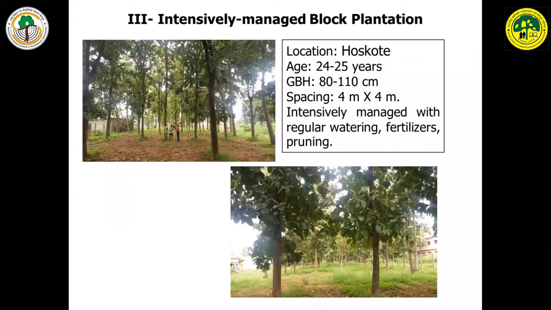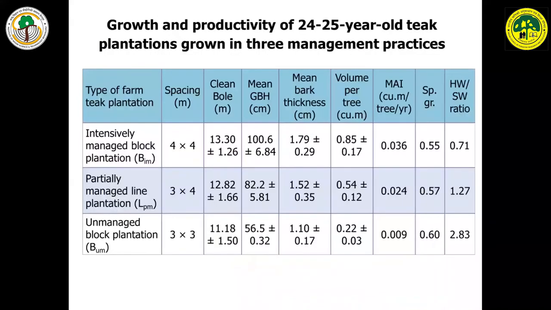Here the location is Hoskote, 25 years of age. The GBH was 80 to 100 centimeter. Spacing was 4 meter by 4 meter. And it was intensively managed with regular watering, fertilization, and some kind of pruning. So this table gives the comparison between teak grown in the three management practices.